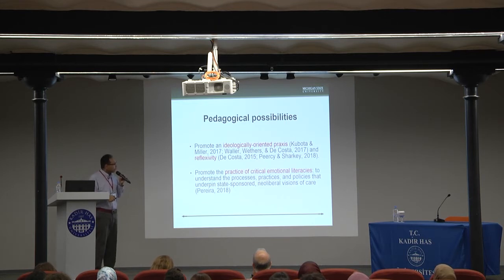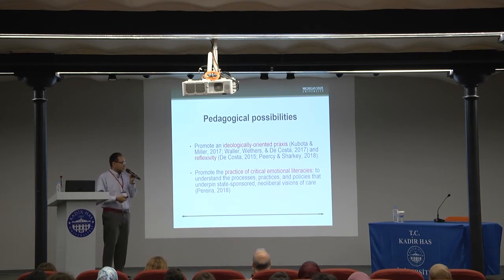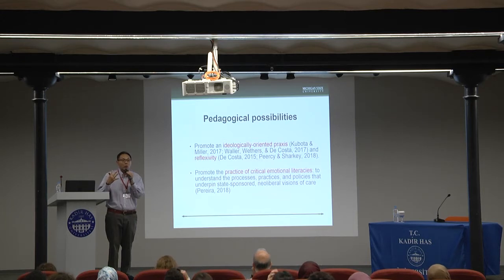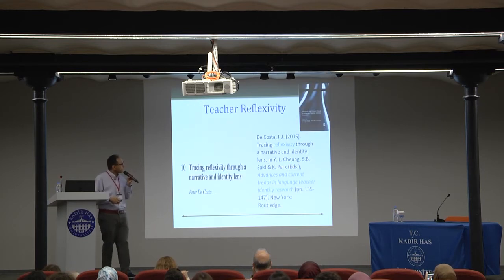And so people who work from this perspective would say that one of the things we should do is to develop critical emotional literacies. So Pereira, for example, says that we need to train teachers to understand the processes, practices, and policies that they have to carry out are very much underpinned by, among other things, state-sponsored neoliberal agendas, okay, to make them critical of what is happening to them, what's being impressed upon them.